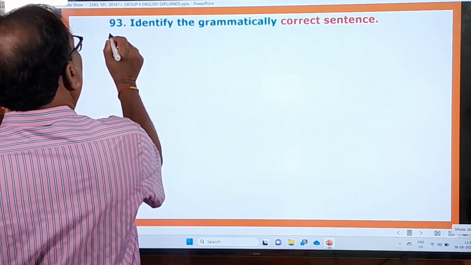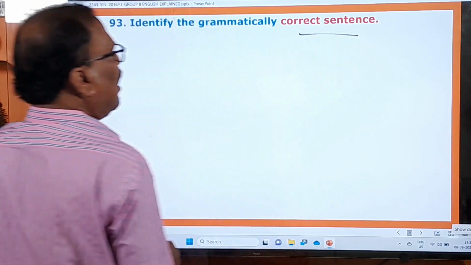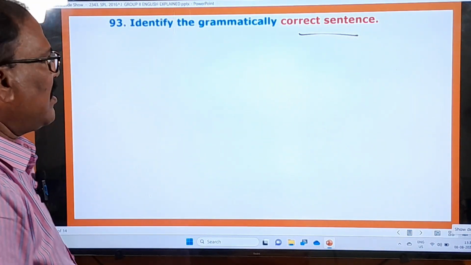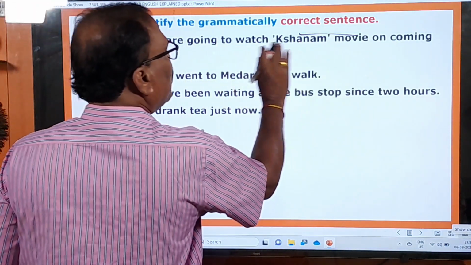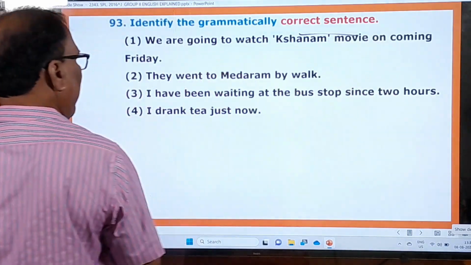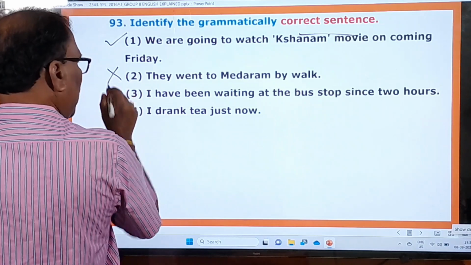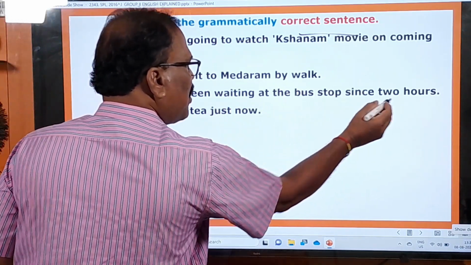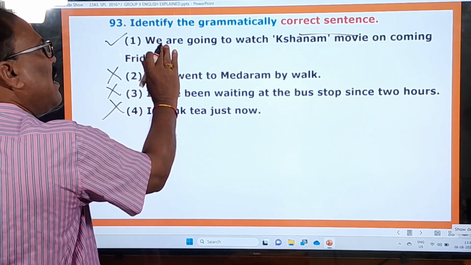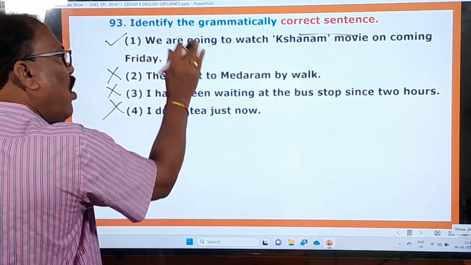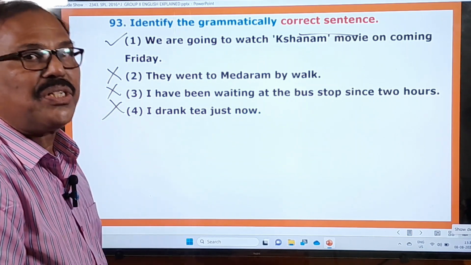93rd one is there. Identify the grammatically correct sentence. Options are given. We are going to watch Kshanam movie on coming Friday. This is a correct statement. They went to Medaram by walk. Wrong. I have been waiting at the bus stop since two hours. Wrong. I drank tea just now. Wrong. So this is only correct. And why this is correct and why not these three sentences? Let us see them clearly, and that logical explanation you want, right?